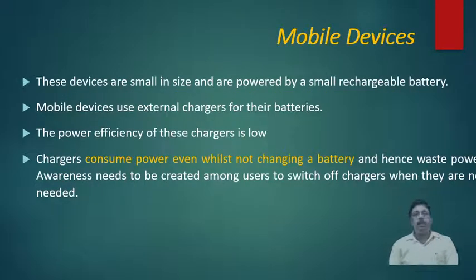Next, we can discuss mobile devices. Mobile devices are small in size. They have a rechargeable battery, and mobile devices use external chargers, and the power rating of these external chargers is very low. One area where we are not concentrating is that after charging the battery, we are not removing the charger from the plug, or we are not switching it off.